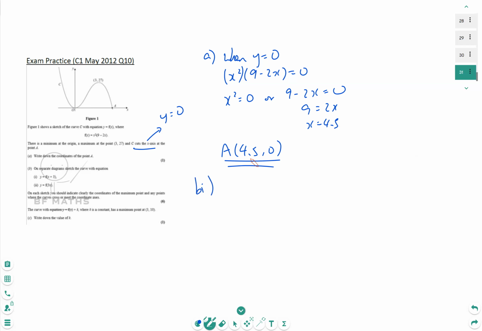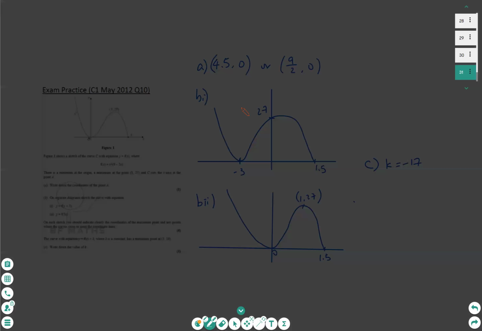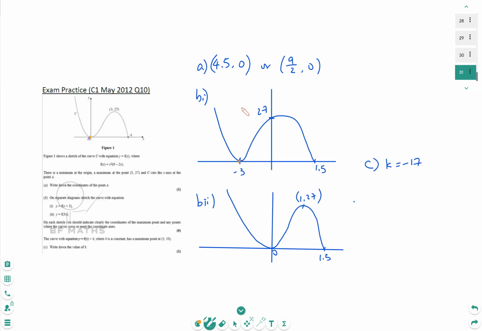Part i, f of x plus 3. Hopefully you recognize what transformation this is. With this one, we're moving to the left by 3. Therefore, all the x coordinates are moved left by 3. This origin becomes (-3, 0). So this 0 becomes here. This 327 moved to the left becomes (0, 327). This was 4.5, or 9 over 2. Take away 3 becomes 1.5.